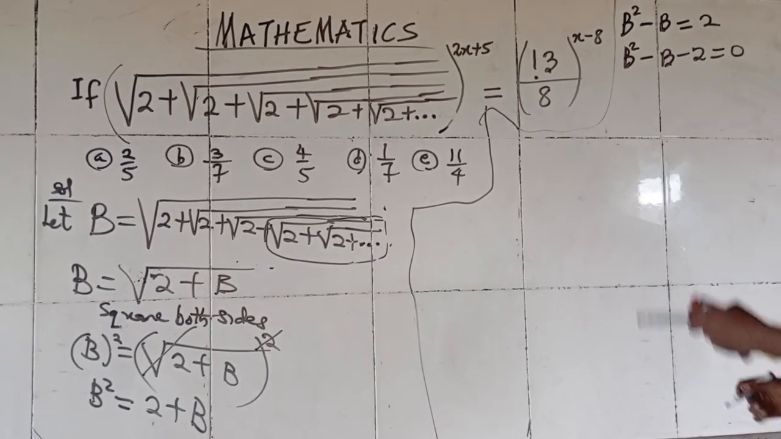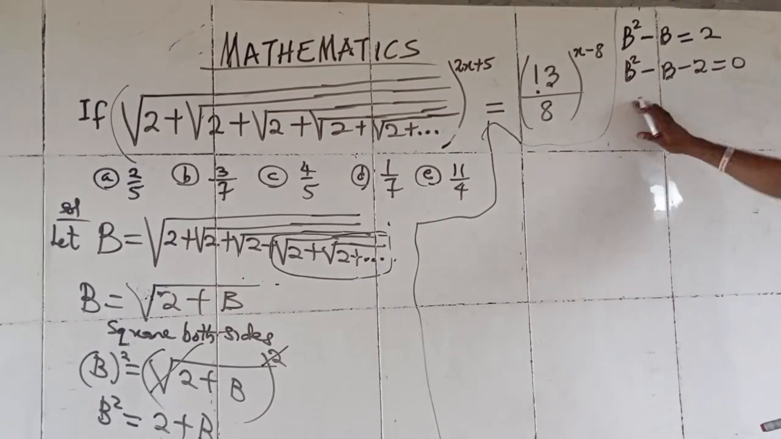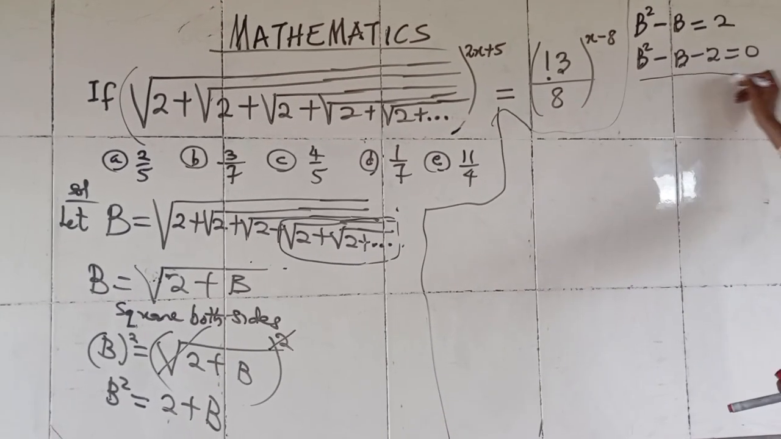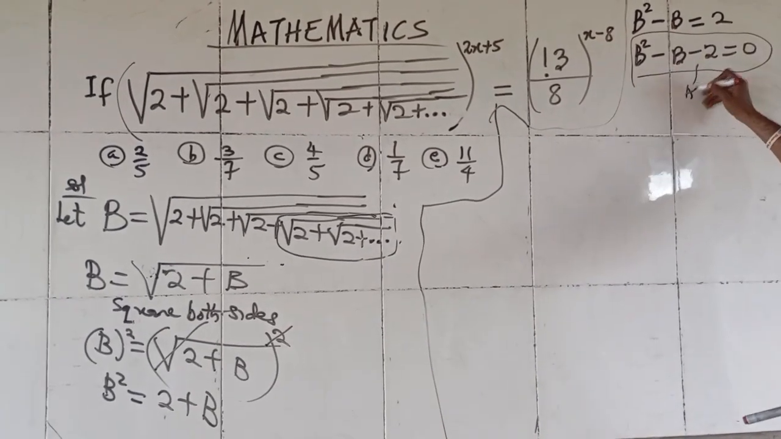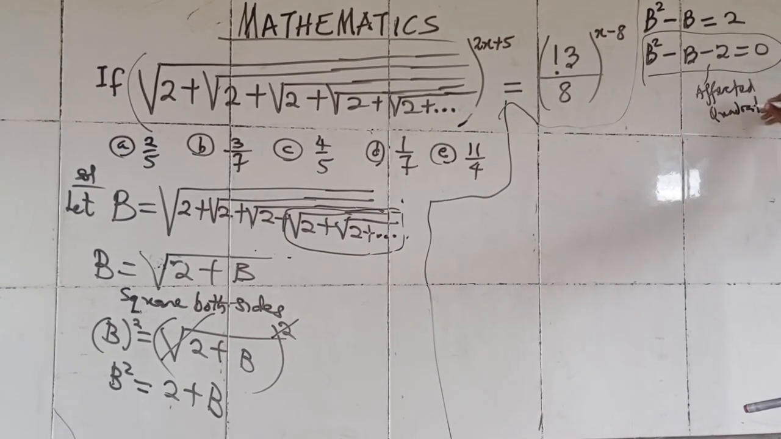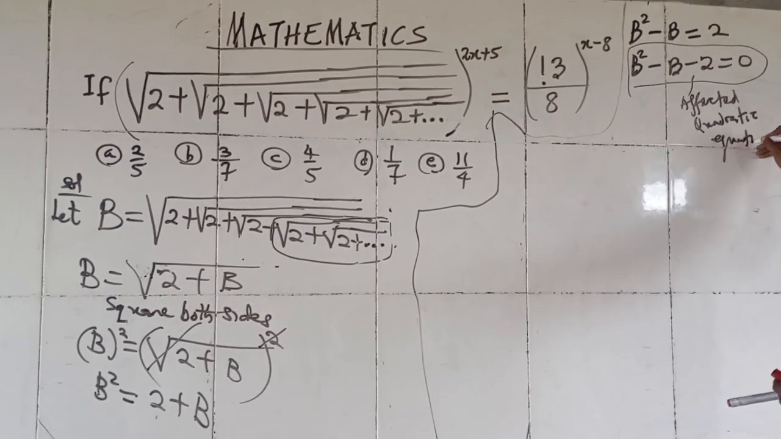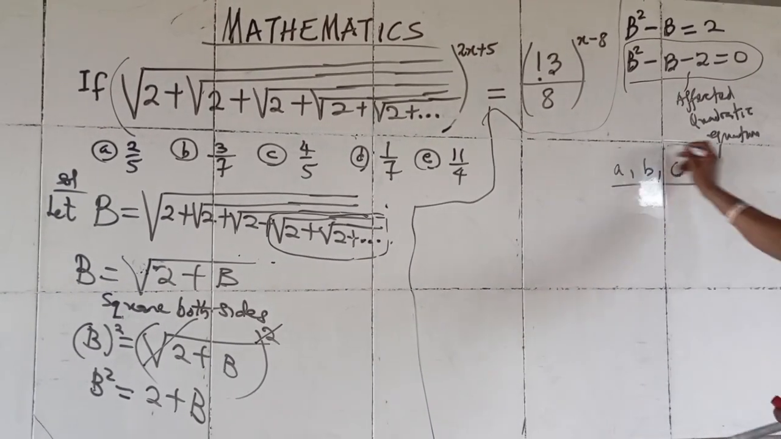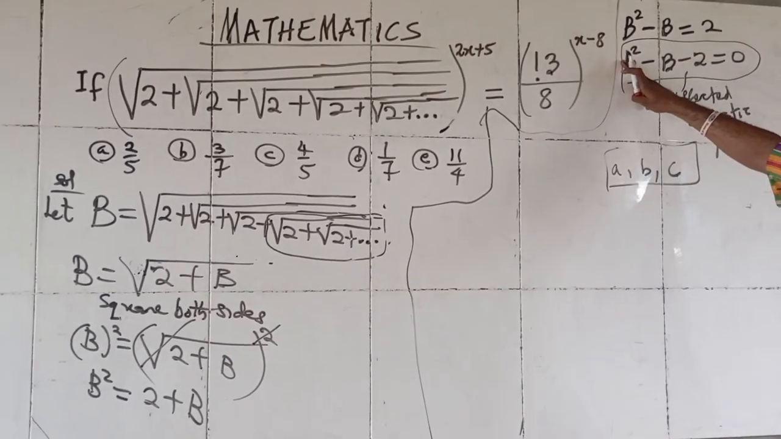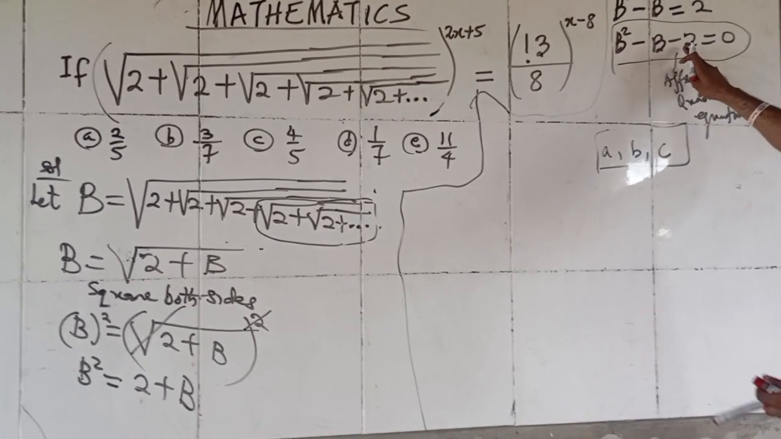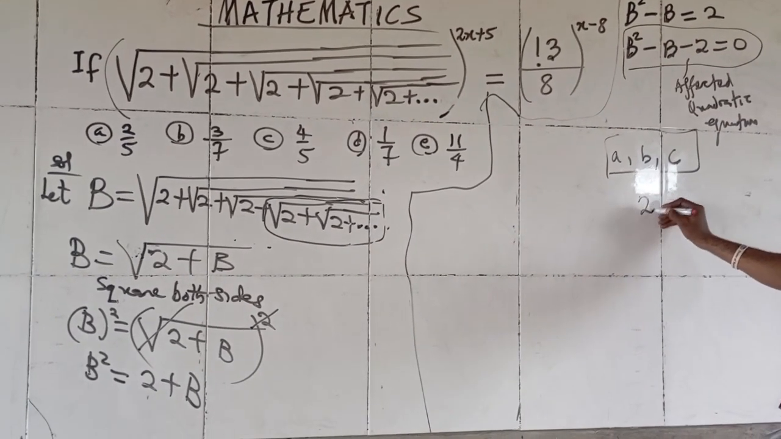From here, in one of my previous videos, I taught quadratic equation. And this is a quadratic equation. What type of quadratic equation is this? I call it affected quadratic equation. We have 2 types. Affected quadratic equation, that's this. Why affected? We have A, B, C in this equation. The value of A is 1. The value of B is minus 1. The value of C is minus 2.